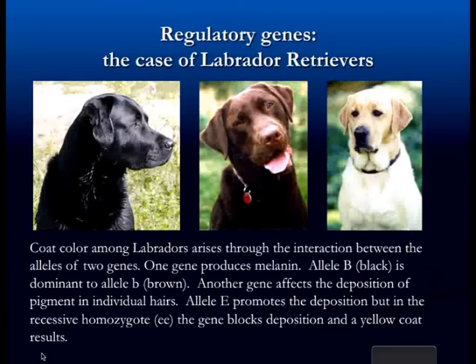What I would like you to do is mate two dogs, two Labradors that are dihybrids for both of these traits, okay? That is to say, the melanin gene and the switch gene. And I want you to create a Punnett square and tell me the percentage or ratio of their offspring that are black and brown and yellow.